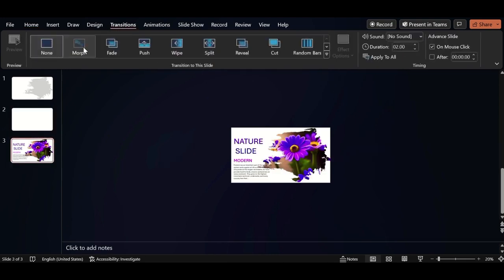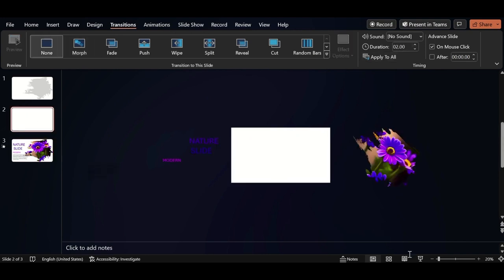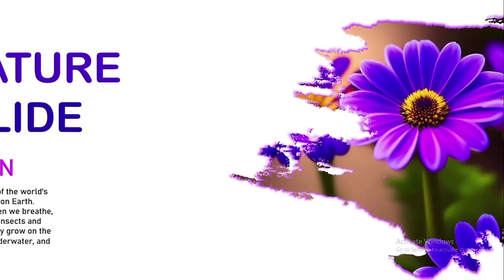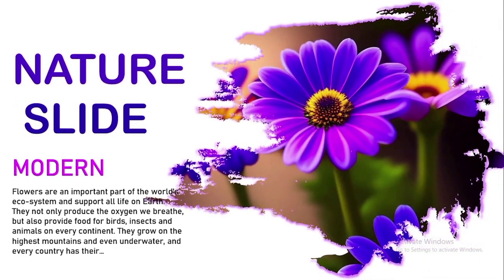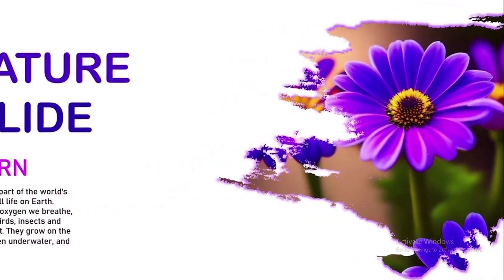transition, select morph. Also increase duration size. Now click on slideshow and see you have learned how to create an engaging PowerPoint slide design using illustration and the Morph Transition.